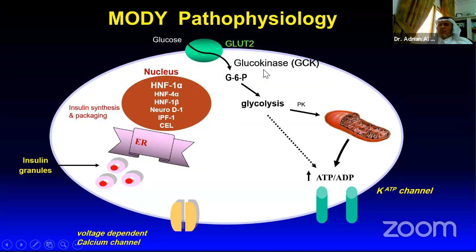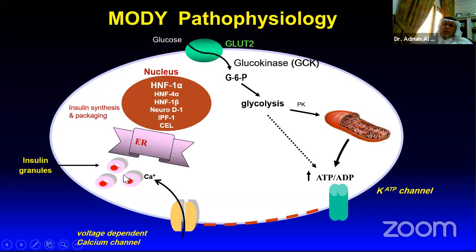This is our patient in case 1. And then with glycolysis, there is an increased ATP, and you can see that with the increased ratio, the potassium ATP channel closes. That will cause depolarization of the membrane with efflux of potassium outside and influx of calcium inside, and release of insulin granules from the islet cell to the circulation.